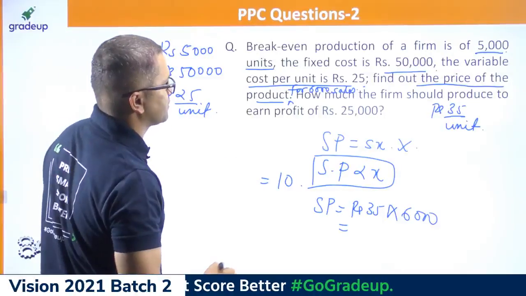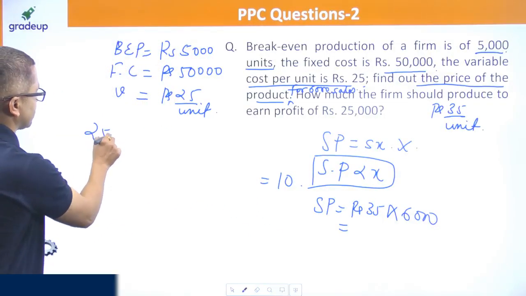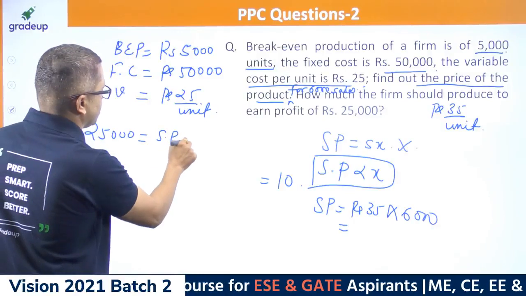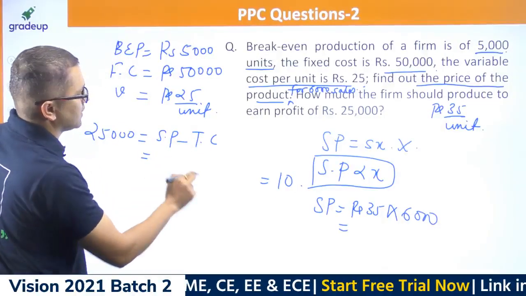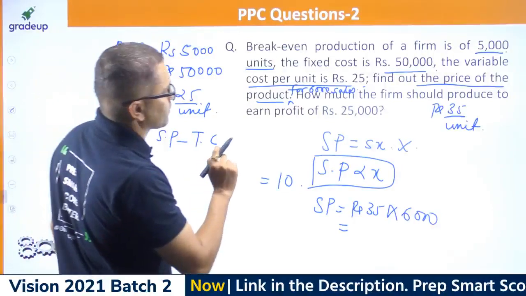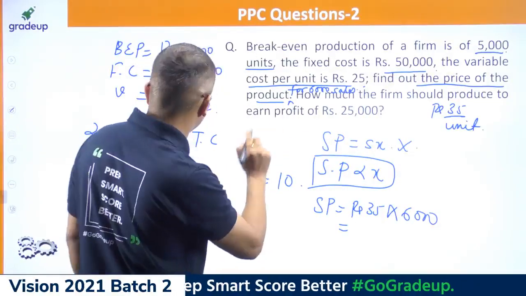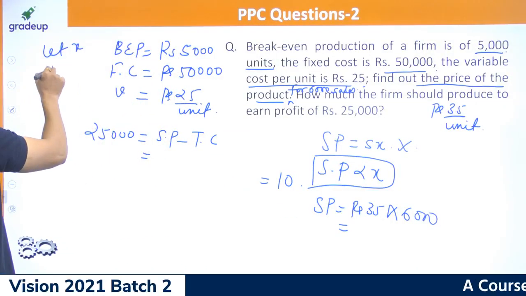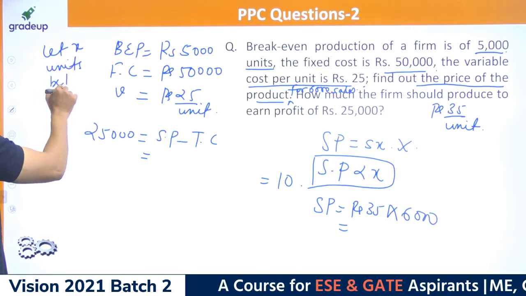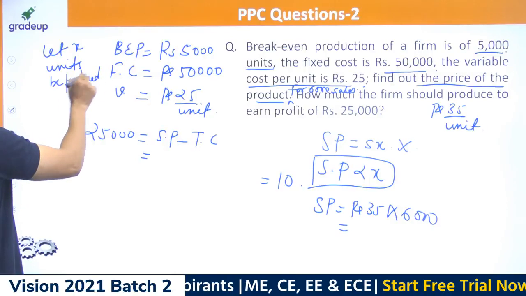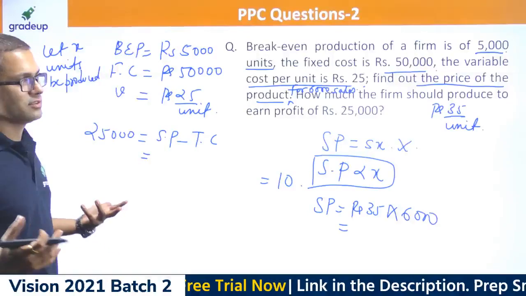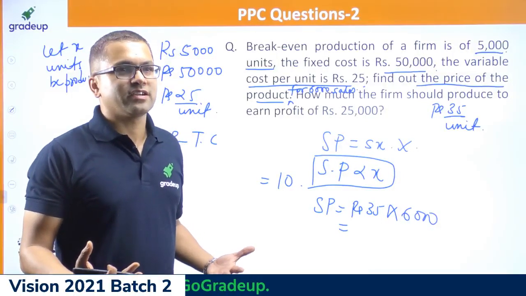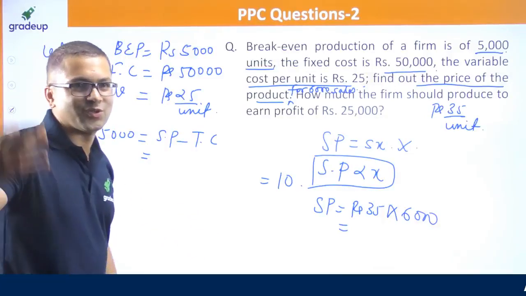Okay, fine. Then how much should the firm produce to earn a profit? Profit is given as 25,000, which is selling price minus total cost, right? So how much should the firm produce? Let X units be produced. Actually, it should have been sold here, but for the sake of examination, we say that whatever is produced is sold.